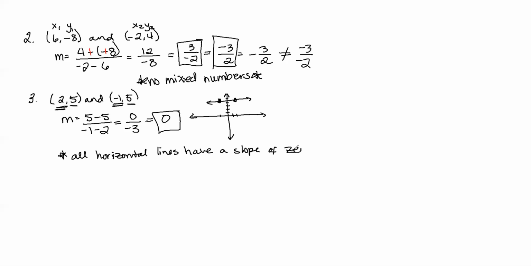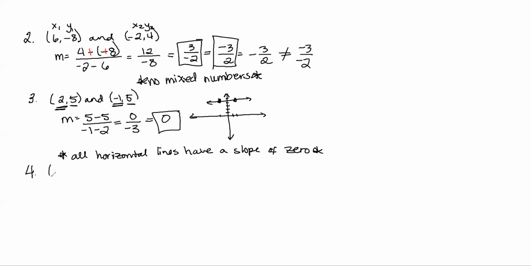And so there's going to be a difference between a slope of 0 and our next slope that we're going to look at. So these are our horizontal and vertical lines. This one has a slope of 0, and all horizontal lines do, because there's no vertical change. So that top part of the fraction is always going to be 0, no matter what.